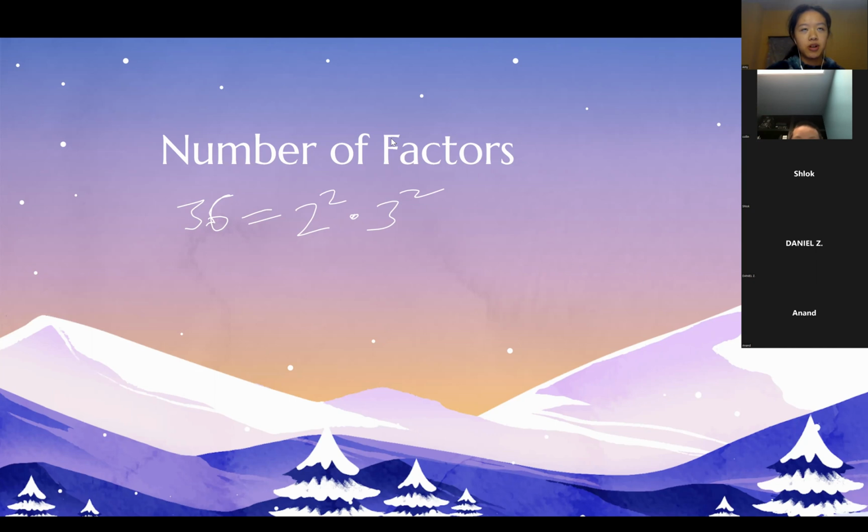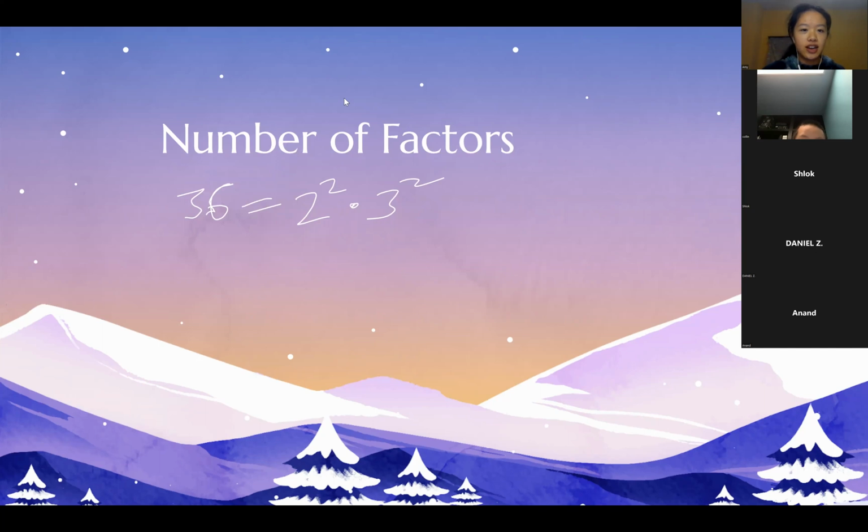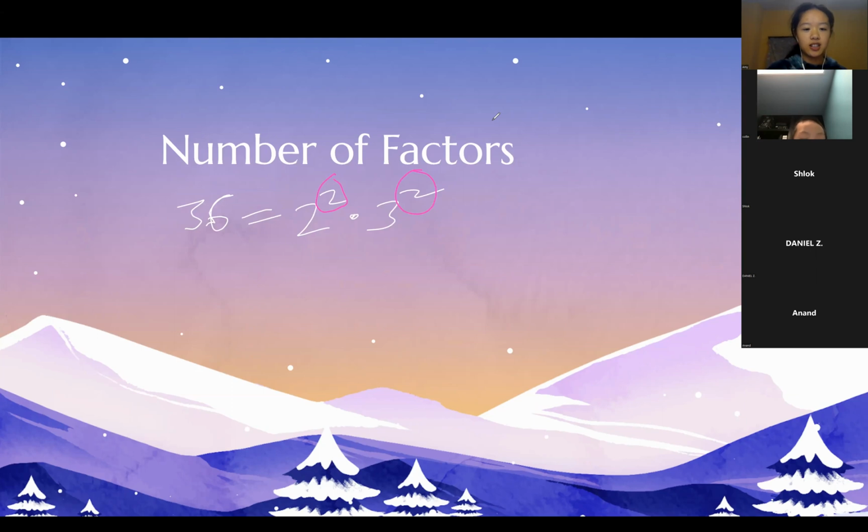what you do is take each of these exponents. I'm going to circle the exponents: this 2 and the other 2. You add 1 to each of them, so now that one becomes 3 and the other one becomes 3. Then you multiply them together. So it becomes 3 times 3, which equals 9, the number of factors that 36 has. Does that make sense to everyone? It kind of feels like a hack, but it kind of is a math hack.